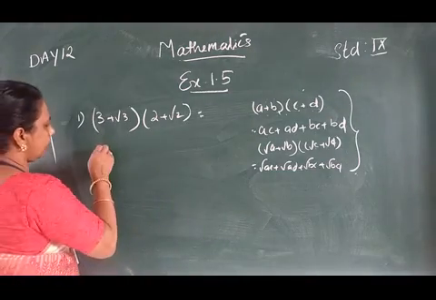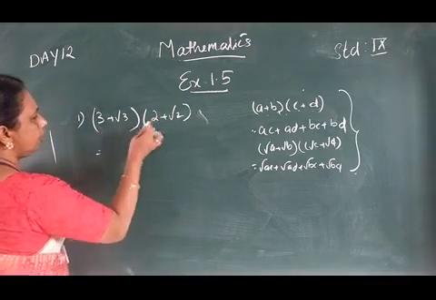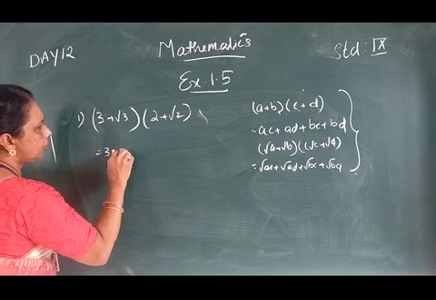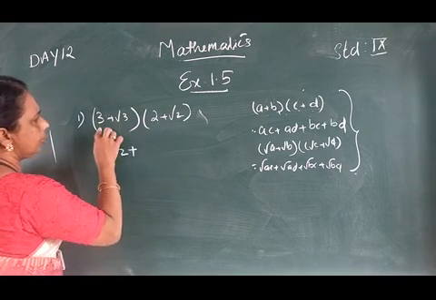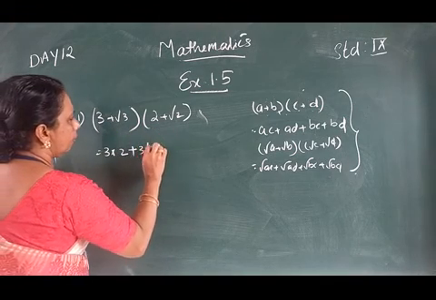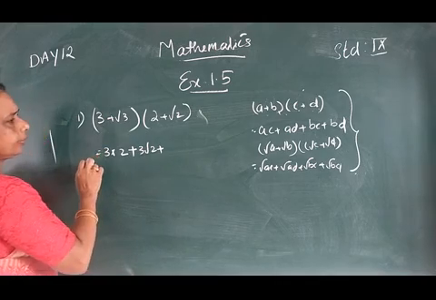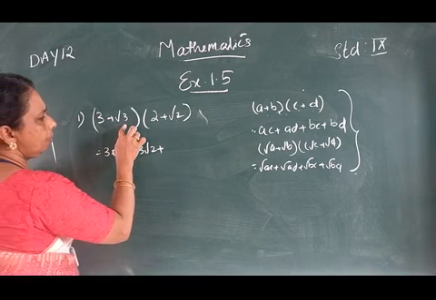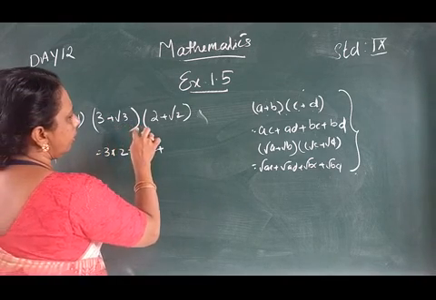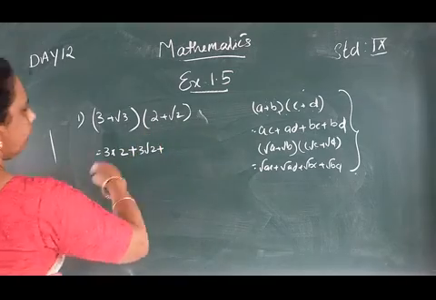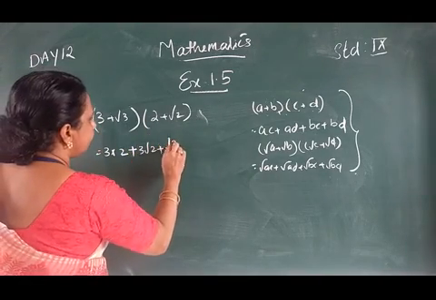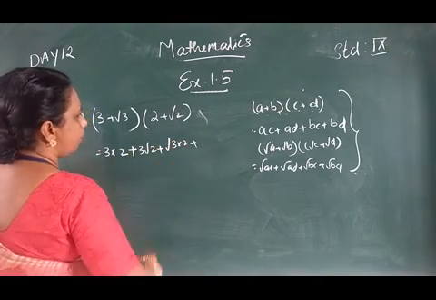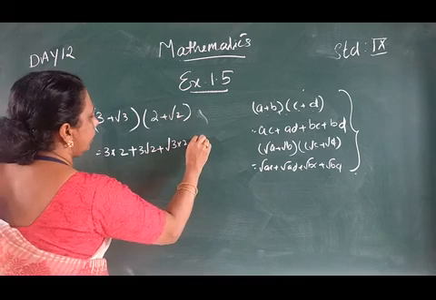Okay. Then here I am writing A into C, plus A into D: 3 into 2, 3 root 2, plus next one, B into C, plus B into D.